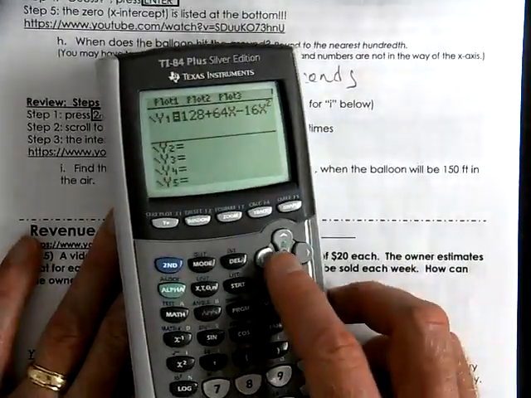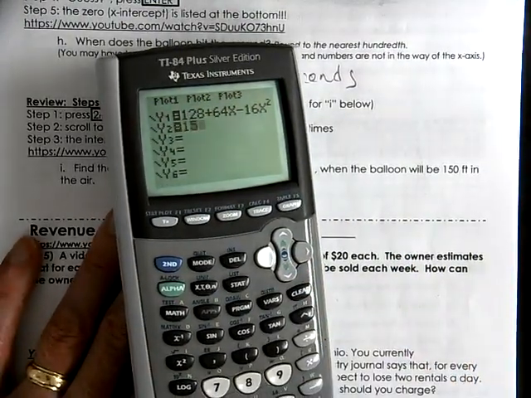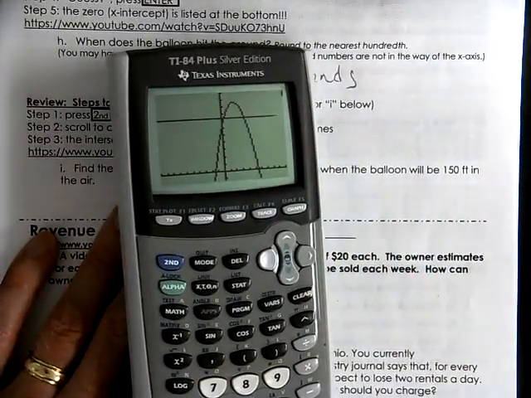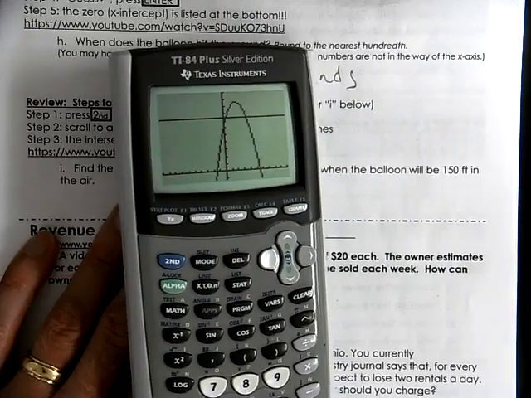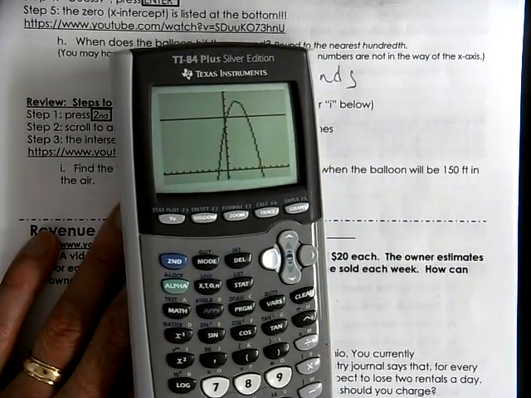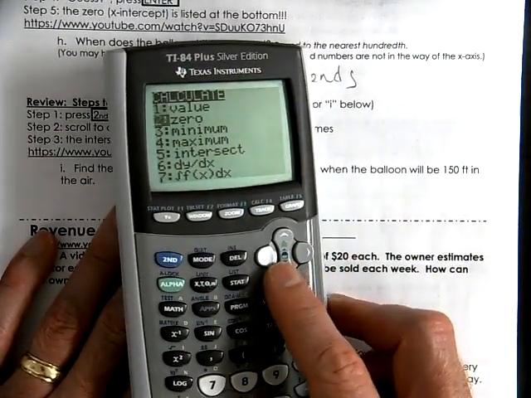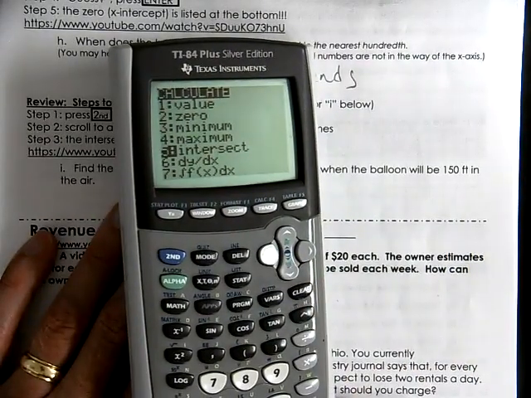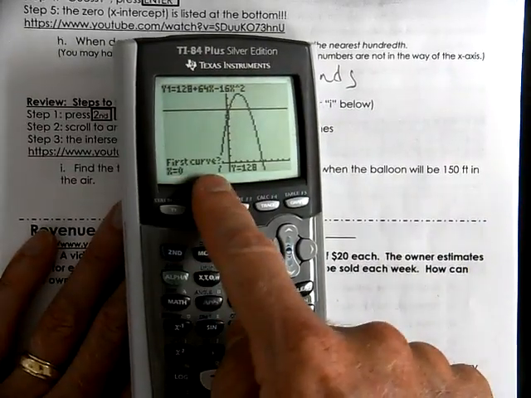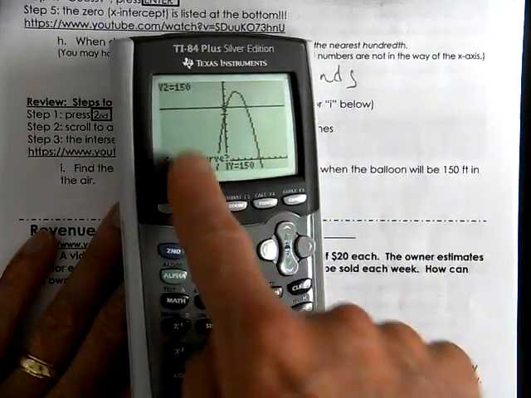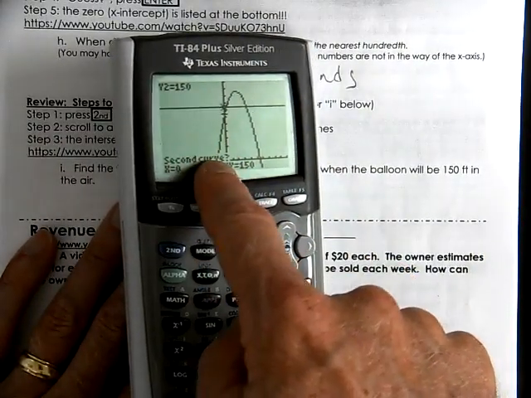So we're going to go to y equals, we're going to type in 150 because we don't know where it's exactly at, and hit graph, and there's the line that represents 150. You've got to put in the horizontal line. Then you can do second trace, intersect, because you're looking for the intersection of two lines. First curve means first equation, hit enter. Second curve means second equation. Hit enter.